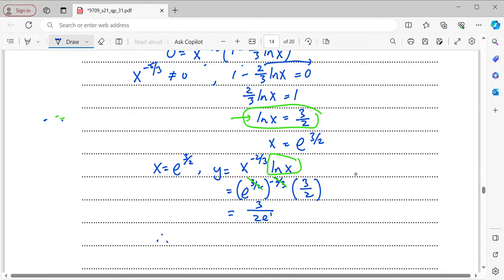So therefore, the stationary point has coordinates e to the power 3 over 2 and 3 divided by 2e. Okay, so done for this stationary point.